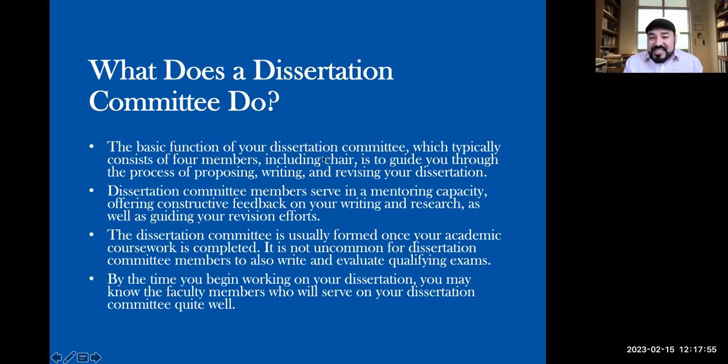Well, the basic function of your dissertation committee, which typically consists of 4 members including your chair, is to guide you through the process of proposing, writing, and revising your dissertation, right? It's an iterative process. You have 4 purposes, with the chair supervising that study, and members serving in a mentor capacity, offering constructive feedback. They are also usually formed once your coursework is completed. And it's not uncommon for committee members to write and evaluate the qualifying exams or comprehensive exams, depending on what your department is using for candidacy.